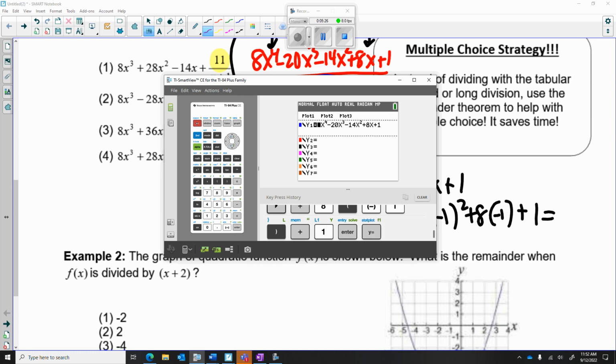You can go to y equals, and you can type in your equation. I'm going to give you a second here to type in your equation.